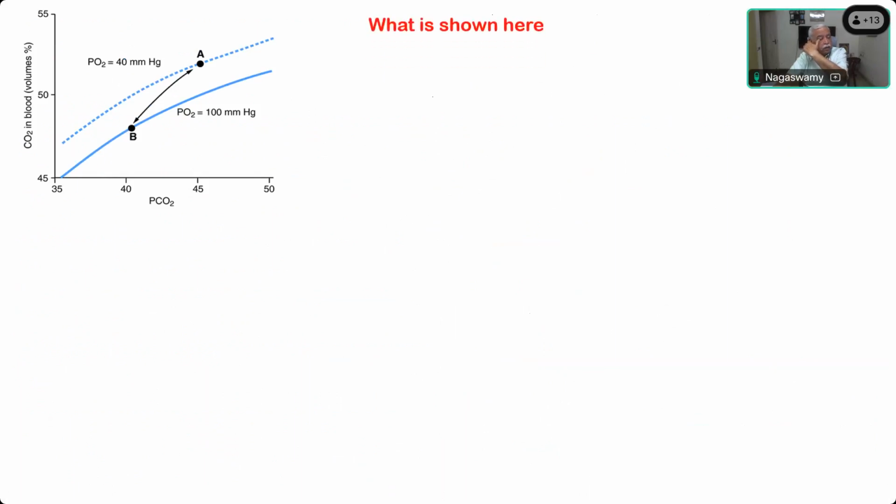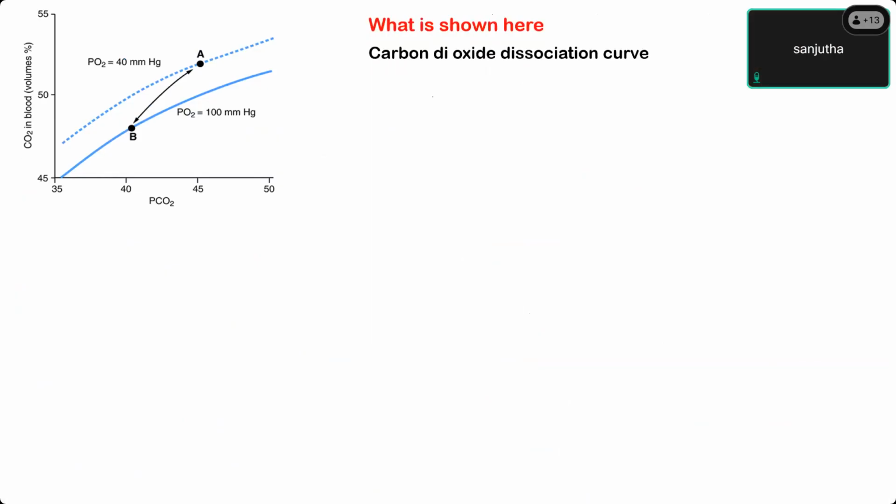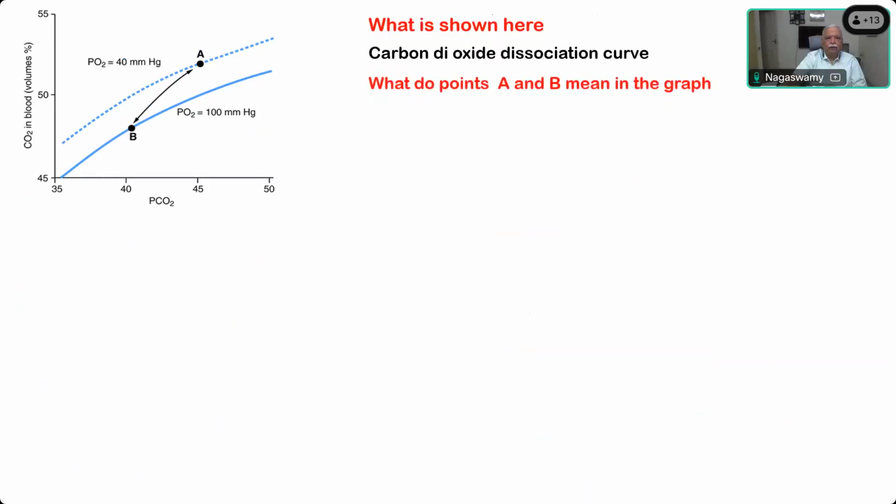What is shown in this picture? This is not from the current journal, it is a very old physiology question. Carbon dioxide dissociation curve. Yes, correct. Very good. What do points A and B mean in this graph?